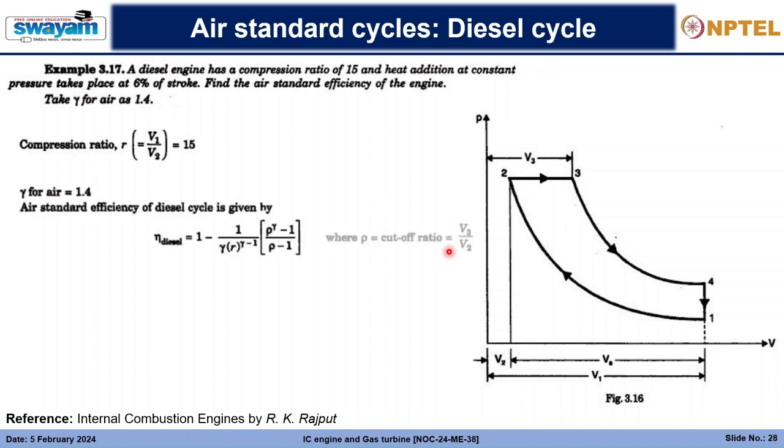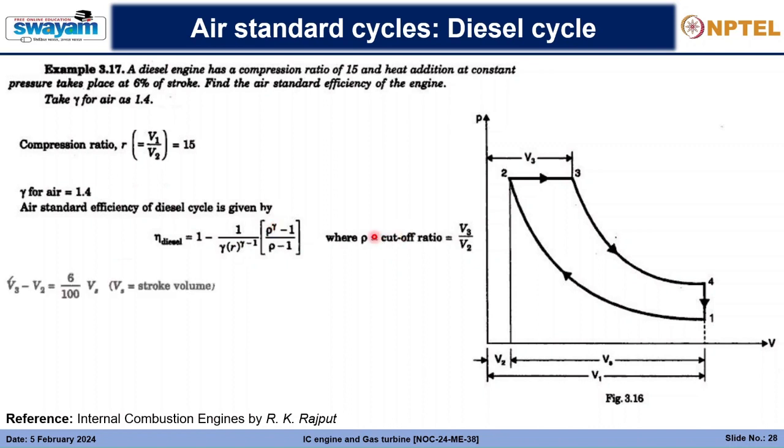So that is a very straightforward question, and the compression ratio is given as 15. You can see here, for air at 1.4, the air standard efficiency of diesel cycle is given by this relation, which we have recently seen how to derive. And you can again go back and see this video or refer to this book. So we know only the value of r, but how to find the value of this cutoff ratio, V3 by V2?